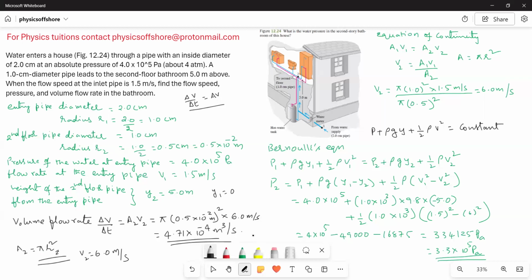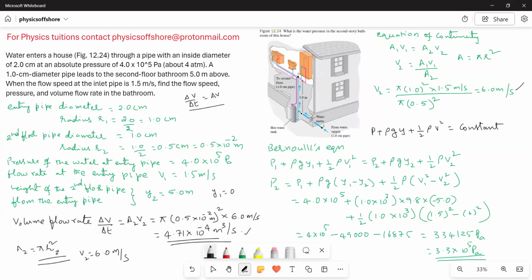Okay. Next, we have to find out the pressure. So first we found out the flow speed and then volume flow rate. Now we have to find out the pressure. How to find the pressure? We can find out using the Bernoulli's equation. You know, Bernoulli's equation is P plus rho g y plus half rho V square is equal to constant. Rho is the density of the fluid, here it is the water. We know the density of the water. And then g is the acceleration due to gravity. And then y is the height of the bathroom from the reference level.